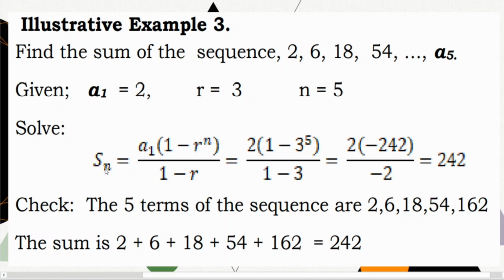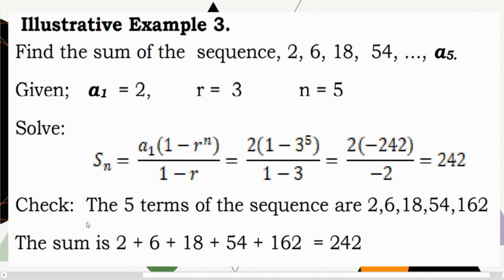So the sum of the nth term is equal to the first term times 1 minus the common ratio raised to the number of terms, over 1 minus r, since it involves a geometric sequence. So in here, we're going to have 2 times 1 minus 3 raised to the 5th power over 1 minus 3. So 3 to the 5th is 243, and 1 minus 243 is equal to negative 242, and then divided by negative 2. So the answer in here is a positive 242.